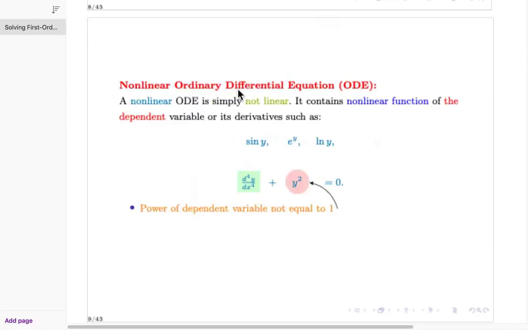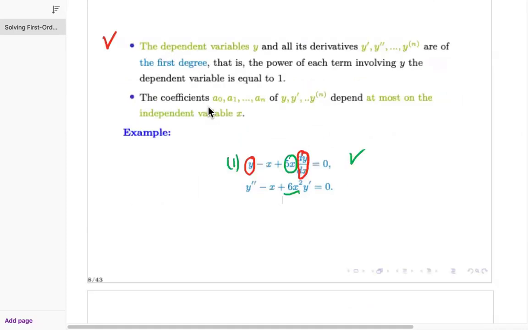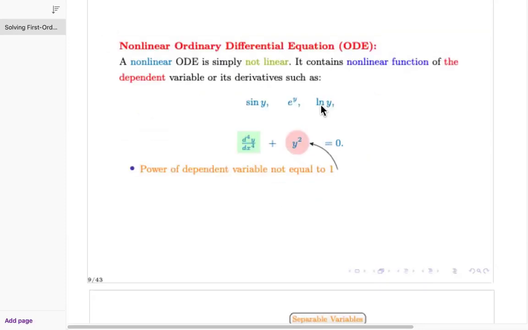Now I will discuss nonlinear equations. As I mentioned before, an equation is not linear if one of two conditions is not met, such as a case where a term involves y in a nonlinear way, like sin y, exponential of y, or ln y. Here the power of the dependent variable y is 2, which is different from 1. Then directly this equation is nonlinear.